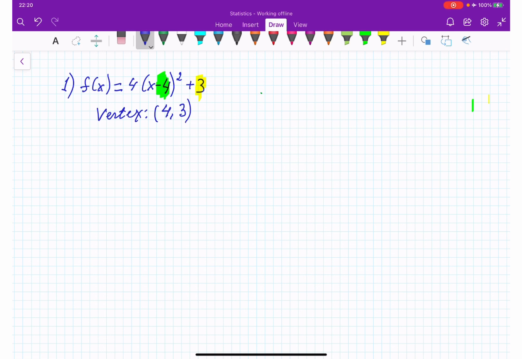Question number 2. I have f of x equal to 4 times (x minus 7) squared plus 3. So the vertex is going to be: negative 7 is the change of x, which will become positive 7, and plus 3 will stay there. That's the vertex for this function.